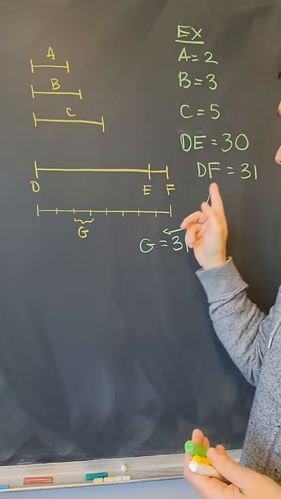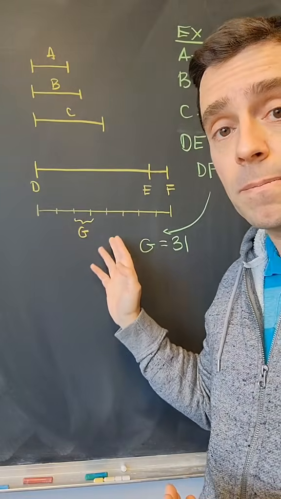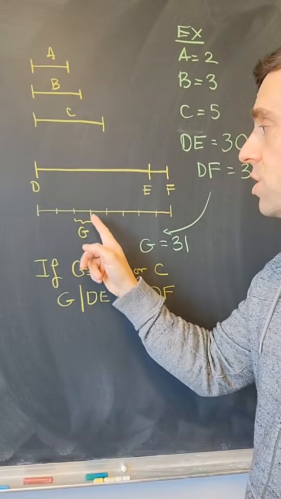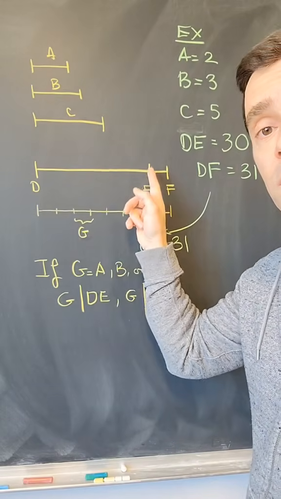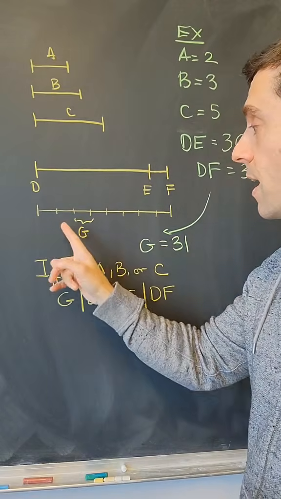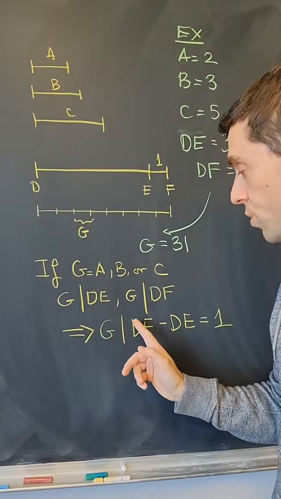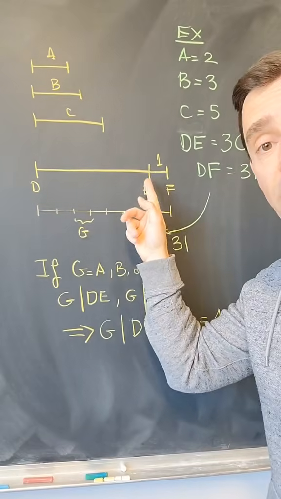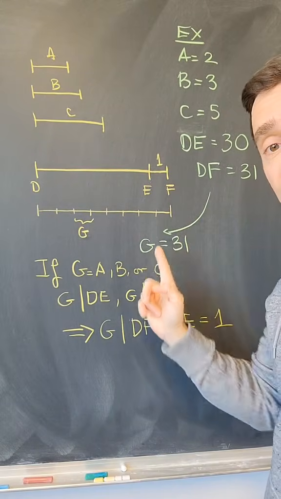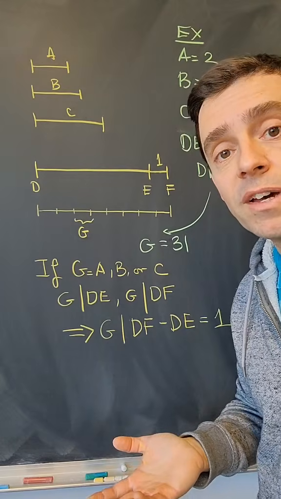Well, then in our case, G has to be 31 because 31 is prime, but it could be some other prime. But if this prime G was one of A, B, and C that we already know, then G would be a divisor of DE, because DE was the smallest number that is a multiple of all A, B, and C, and it would also be a divisor of DF. Then that prime G would divide also the difference of those 2 lengths, because this is divisible by G and this is divisible by G, but their difference is 1. So G would be a divisor of 1, but no prime is a divisor of 1.